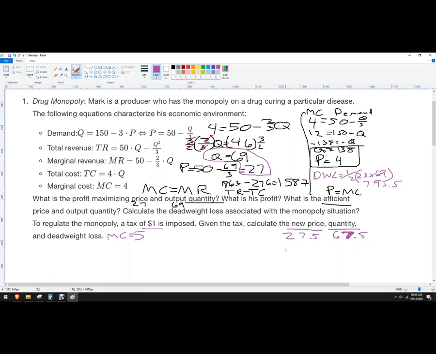And then the deadweight loss, again, is the difference between the efficient outcome, where price is 5, and whatever the efficient quantity is at that price. So the deadweight loss is 2,109.375. I didn't actually solve that last part, but I told you how to do it. So there you go.